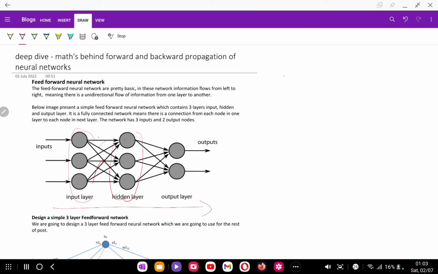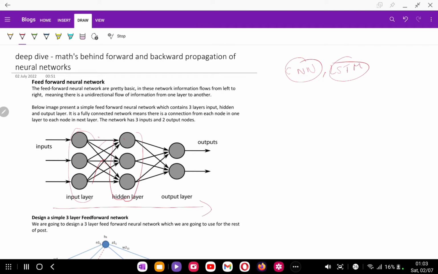Unlike CNN or LSTM, those are more complex networks because they have a different architecture than this. So we are going to explain how a feed-forward network works.